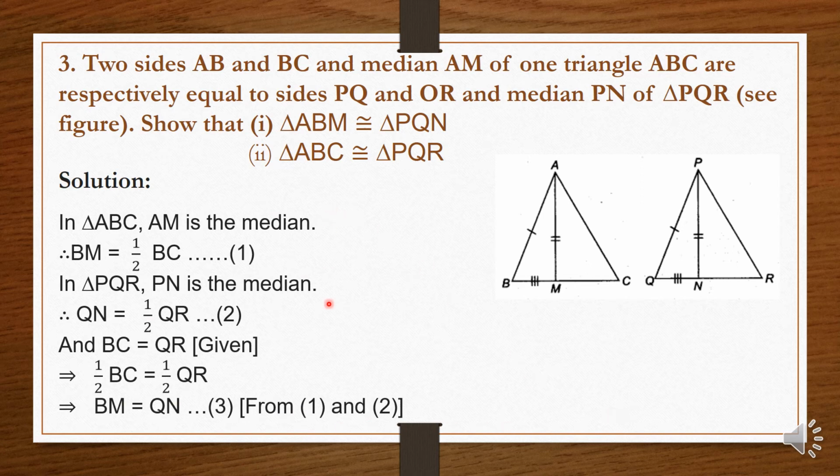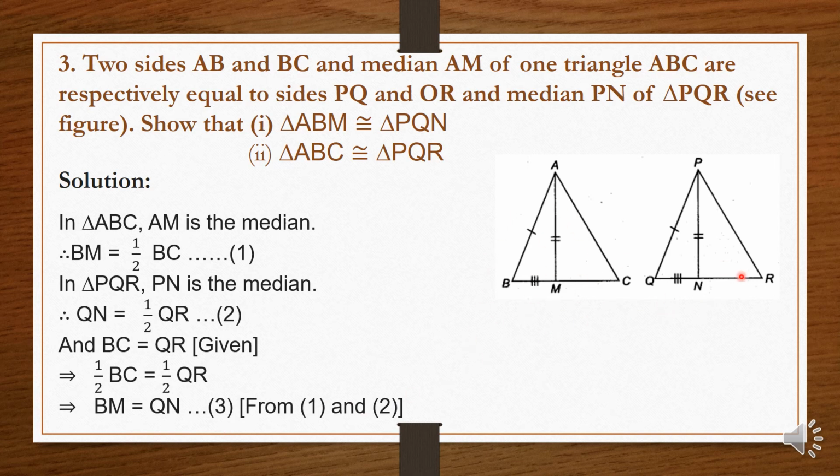Hence, from these things we are getting the relation that BM is equal to QN. To prove triangle ABM is congruent to triangle PQN, we need a congruency rule. What we can see here is AB equals PQ, AM equals PN. These things are already given and we have just proved in equation 3 that BM equals QN.